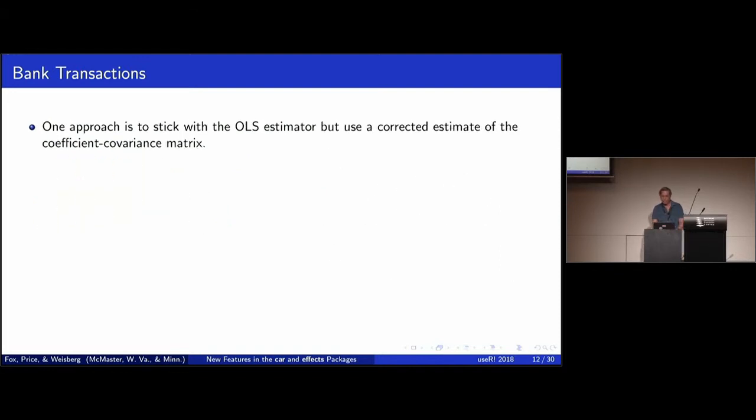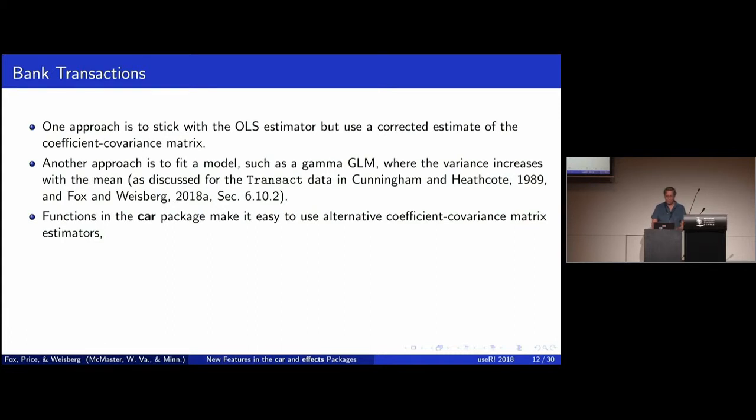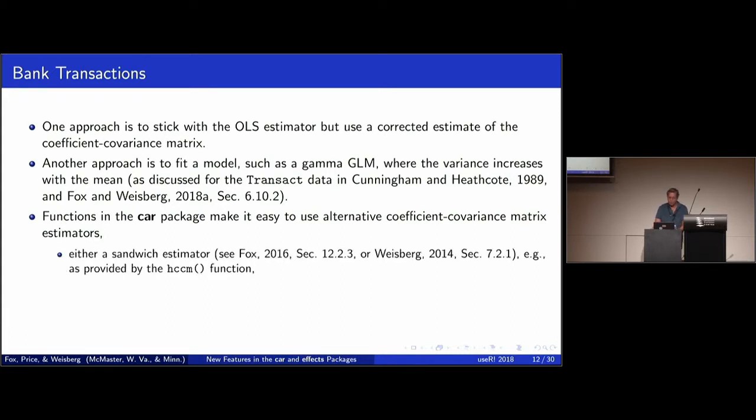So what to do? There are a couple of obvious approaches. One of them is to try to correct the standard errors of the least squares estimates for non-constant variance. Another, probably better approach, and used in the original source, for example, is to fit a gamma regression model where the non-constant conditional variance is built in. Okay, but at the moment, I'll show you the first approach.